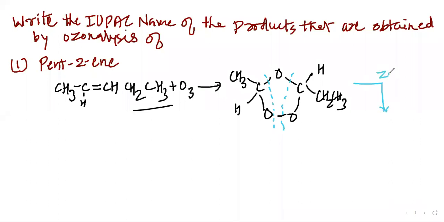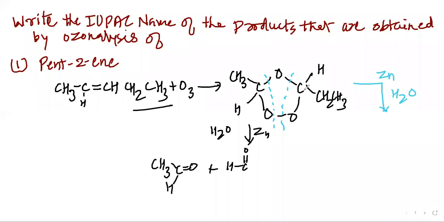This is allowed to react with zinc and H2O. So finally we get the products. We'll add zinc, we'll put H2O, and the first product that we get is CH3, C double bond O and H. And the second product that we are going to get is H, C double bond O, and then we have CH2 and CH3.